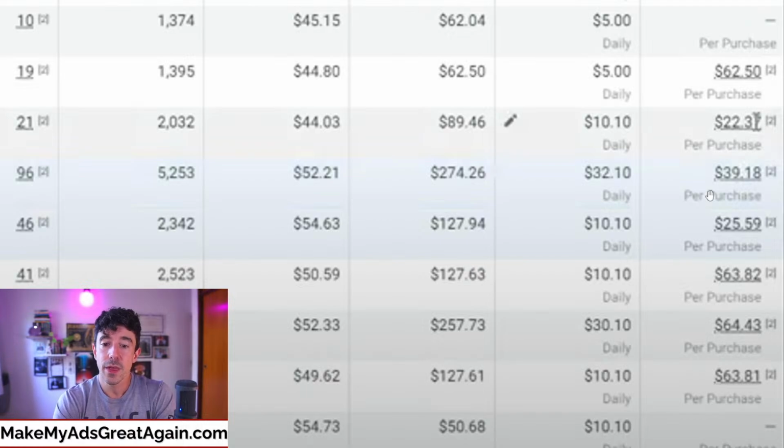Okay, so $39, $39.18, that's a yellow ad set. I'm not going to do anything with it. I'm just going to keep it running. And it might tilt to one end or the other. It might become a red ad set, which in that case I'm going to stop. It might become a green ad set, which in that case I'm going to bump up the budget, okay, once it reaches the green stage.